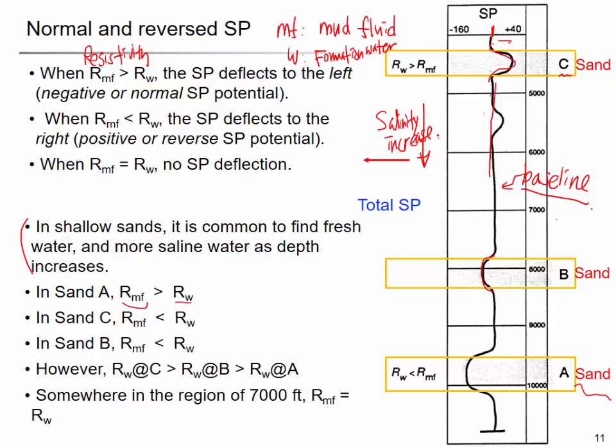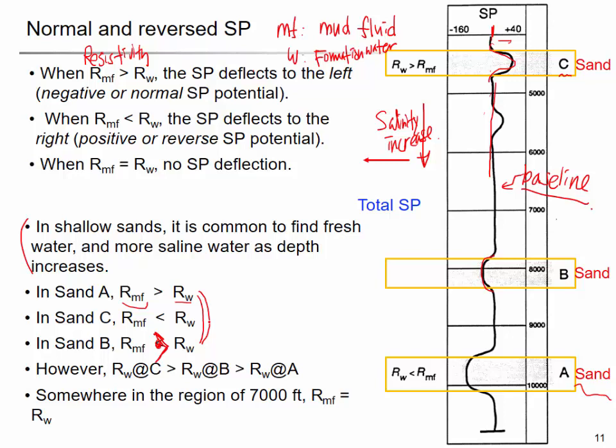That's right. I'm sorry, it's a typo. It should be this direction. Nice. Good comment. So B and A, because it has negative deflection, the resistivity of the mud filtrate should be more dilute than the formation water.